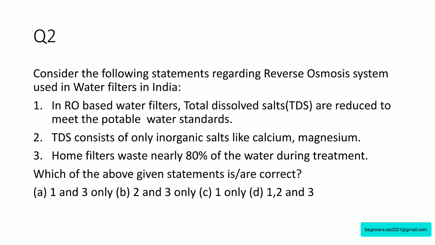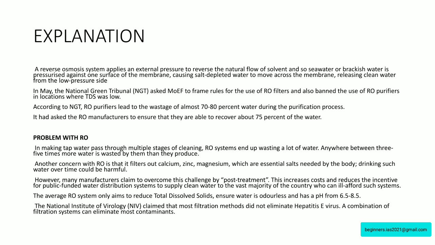First of all, one has to know what the reverse osmosis system is. It is an external pressure applied to reverse the natural flow of solvent. Seawater or brackish water is pressurized against one surface of the membrane, causing salt-depleted water to move across the membrane and releasing clean water from the low pressure side. Here I have provided you the explanations. Kindly go through them, and also what the problems with reverse osmosis are.